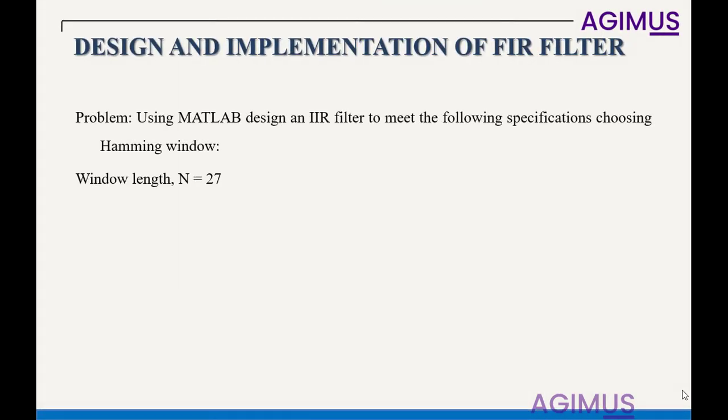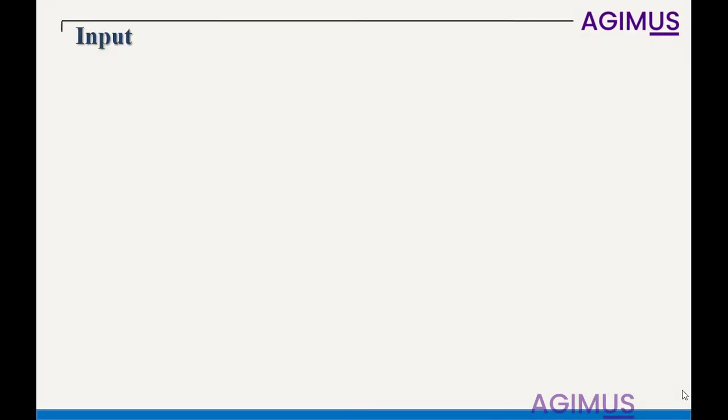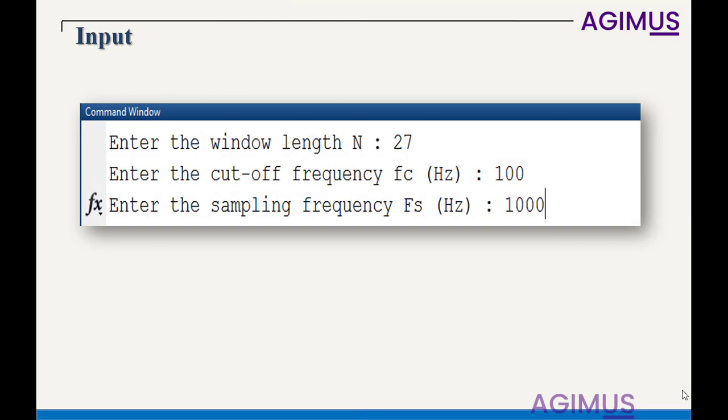Now, the problem is to design an FIR filter to meet the specification, choosing a Hamming window with window length of 27, stop band attenuation of 50 dB, cutoff frequency of 100 Hz and sampling frequency of 1000 Hz. Once we write the code, which has been explained in detail, we enter all the specifications, that is, N is equal to 27, cutoff frequency is equal to 100 and sampling frequency is equal to 1000.